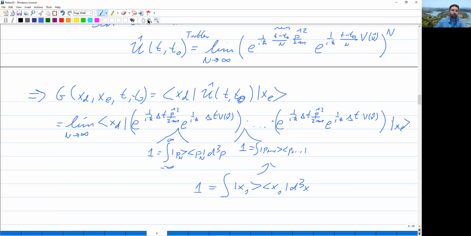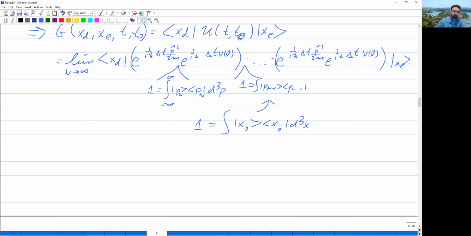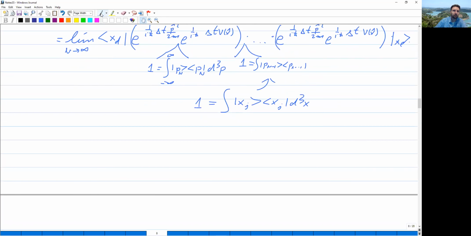And what do we obtain when we do this? Well, we obtain plenty of integrals, right? We obtain the limit for n going to infinity. And then we have integrals, plenty of integrals. Namely, we have 2n integrals. We have actually 6n integrals because we have n times 3 position integrals and n times 3 momentum integrals because everything is happening in 3 dimensions here, let's say.